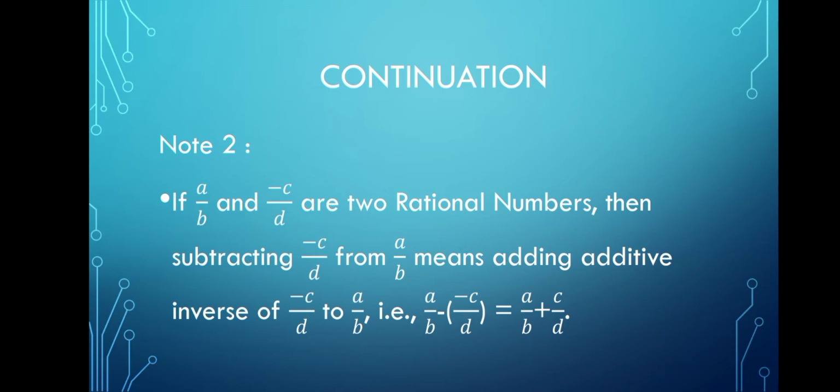Similarly, another point of noting is that if a by b and minus c by d are two rational numbers, then subtracting minus c by d from a by b means adding the additive inverse of minus c by d to a by b. That is, a by b minus minus c by d is equal to a by b plus c by d. Why? Actually, minus into minus is what? Minus into minus is what? Plus. So that only it's there. This is also where your friends get confused.